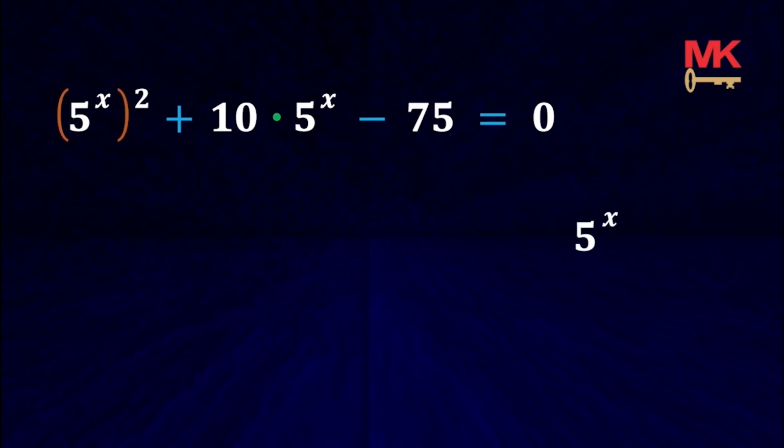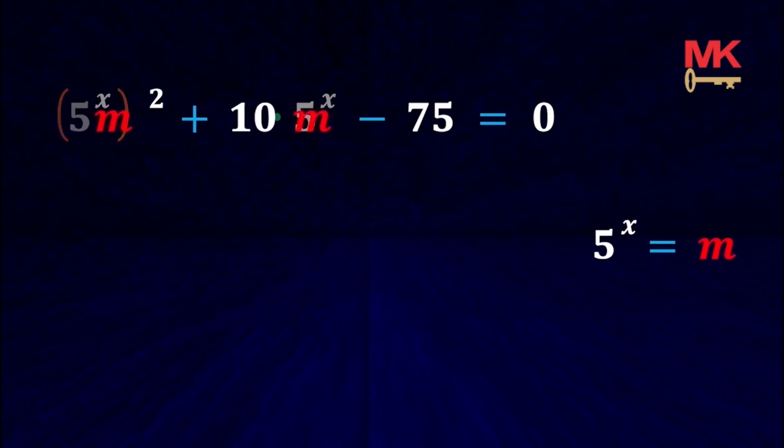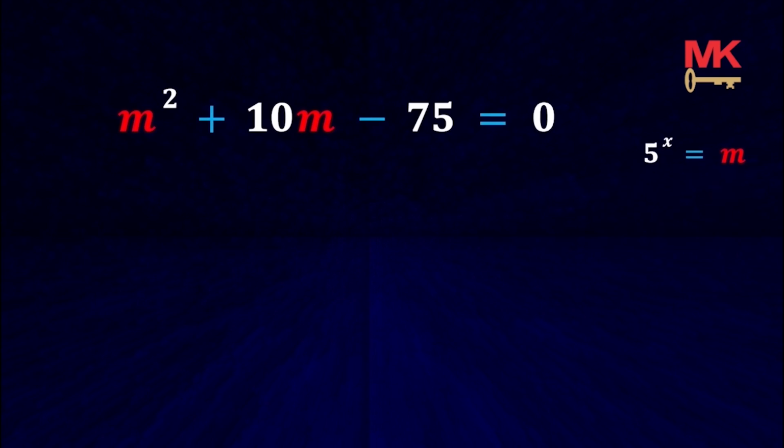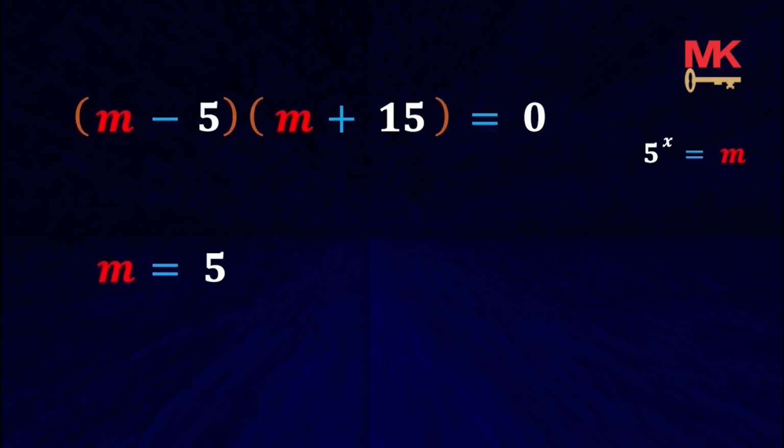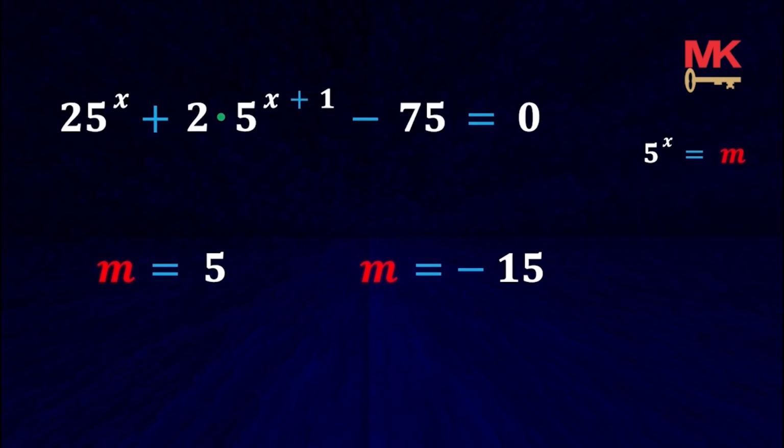Let 5 exponent x be equal to m, since it is now common. Therefore, the new equation becomes m squared plus 10m minus 75 equal to 0. And after factorization, we have m minus 5 in bracket, multiplying m plus 15 in bracket equal to 0. The roots of this equation, therefore, are positive 5 and negative 15. Again, these roots are not the solutions to the original equation.